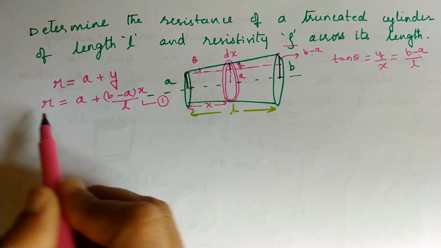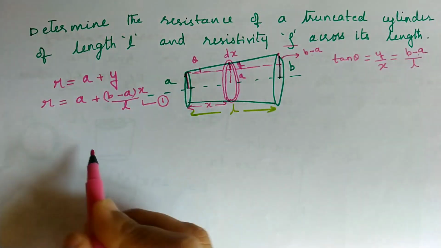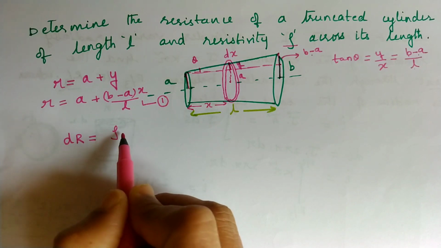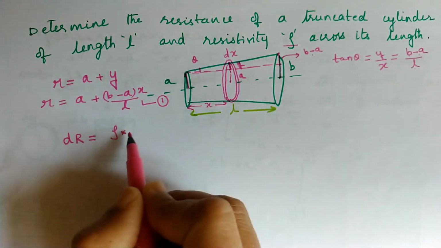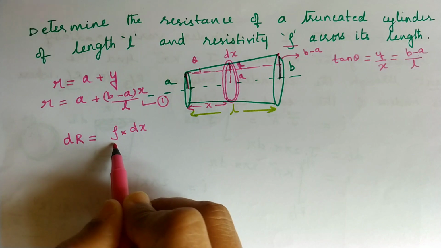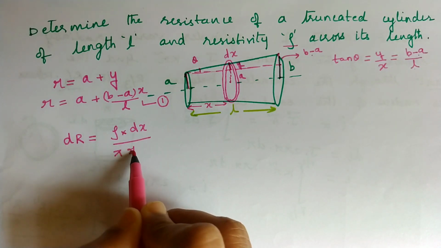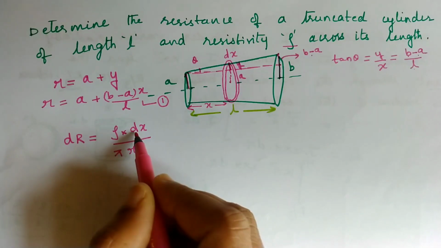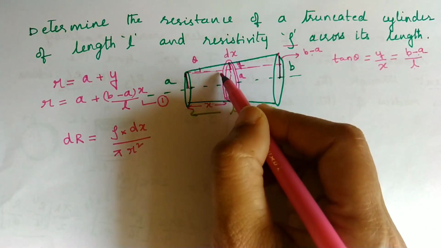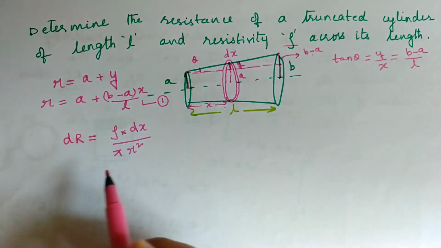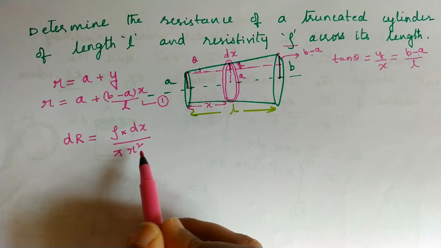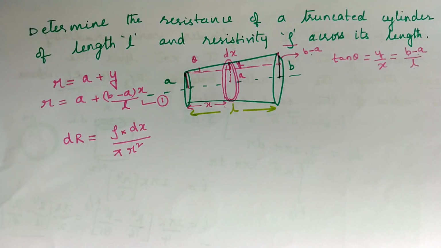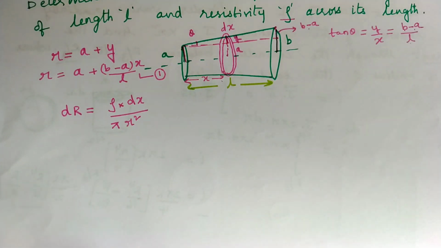Now that we know the radius of this disc, I will write its resistance as dR, which is rho into length by area. The length we took as dx, and the area I will write as pi r square. The area of the disc is pi r square, thickness is dx. So the resistance of this small disc we have imagined is given by this relation. Hope you understood. To get the total resistance, what do we have to do? Integrate the relation. So let's see how to integrate it.